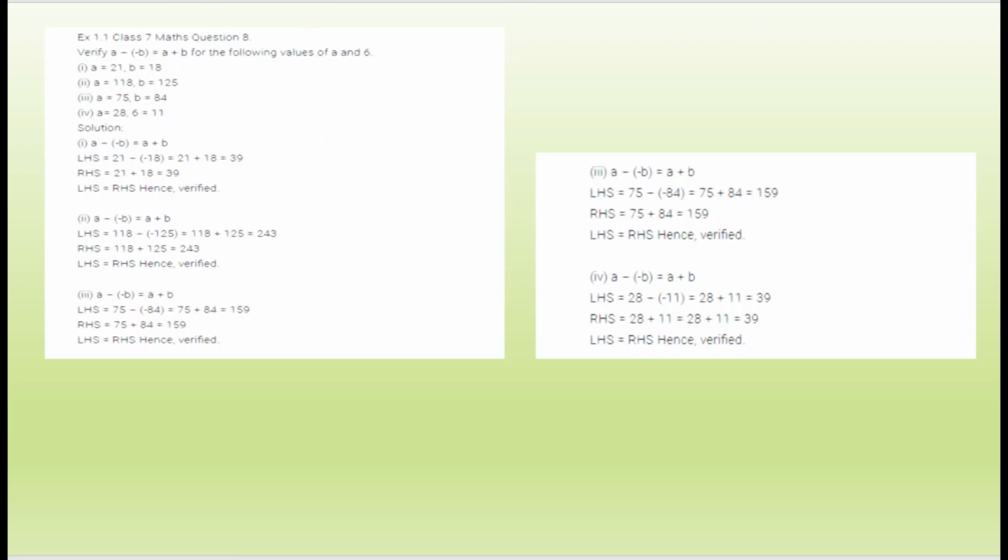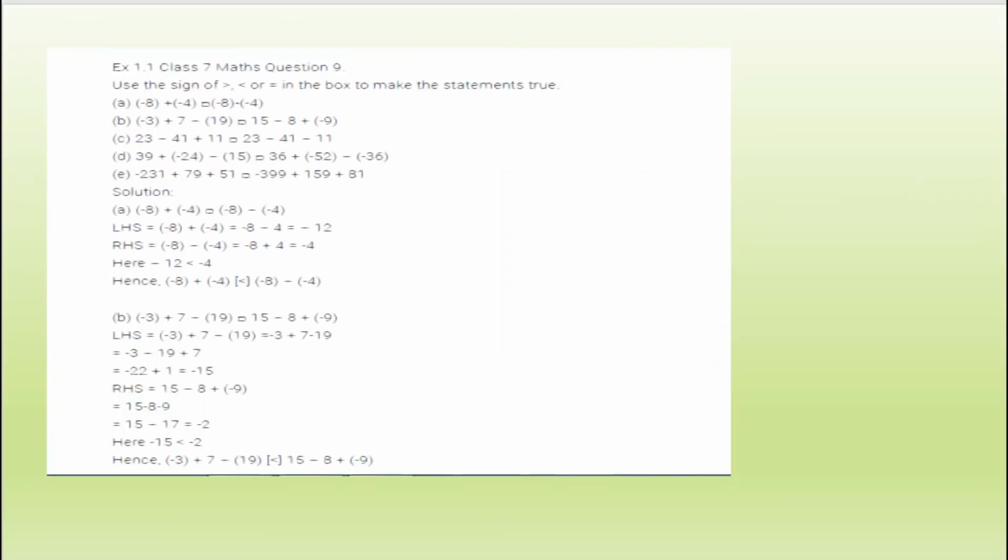The same is the case for part b. a - (-b) is equal to a + b. The value of a is 118 and b is 125. We fill the values in the LHS as well as the RHS. In both cases we are getting 243. Hence LHS and RHS are verified. This is what we have to do in the third and fourth parts. Do it yourself.